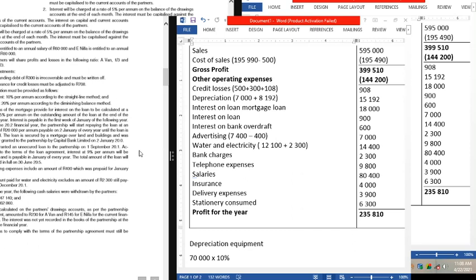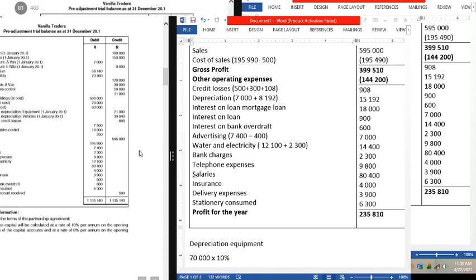So now we go back to our trial balance. We look at expenses which were not affected by the adjustments. Advertising was affected. Bank charges was not affected, so we record 2,300 as is. Telephone expenses were not affected, so we record them as is. Water and electricity were affected. Salaries, record them as is, they were not affected. Insurance, record as is. Delivery expenses, record as is. Credit losses, these ones were affected. Interest on bank overdraft is also not affected, we record it as is. Stationery consumed, we record it as is. Settlement discount received, we subtracted it from the cost of sales amount.